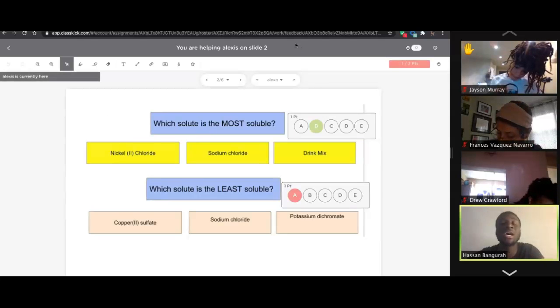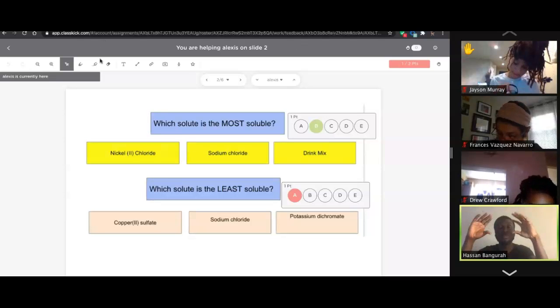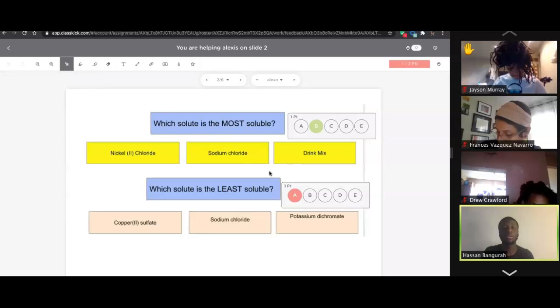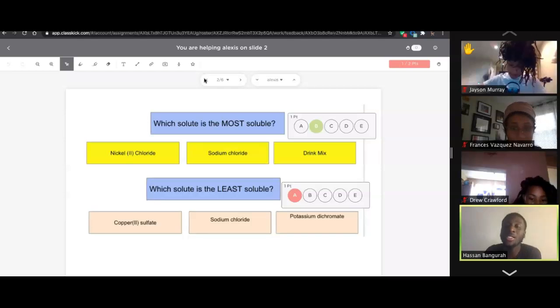So now go ahead and tell me which one is the least soluble. Think about if this is going to be the biggest number or the smallest number. Is it going to be the biggest number or the smallest number? Don't get tricked by it. Alexis is going back to change it. Yeah. Bet, Drew, you got it.